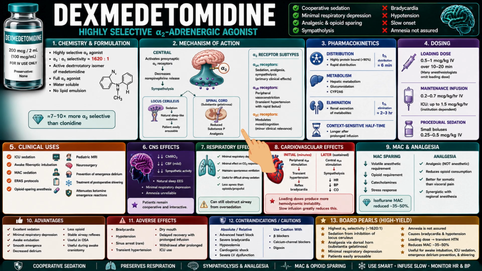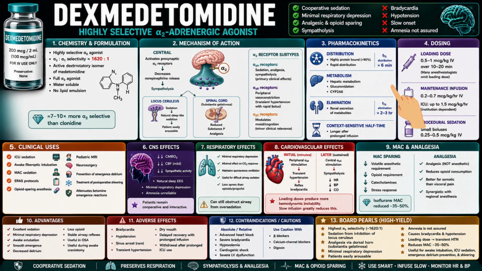α₂ receptor subtypes. For boards, 3 subtypes matter. α₂A receptors: sedation, analgesia, sympatholysis. These are the primary clinical effects. This is where dexmedetomidine exerts most of its benefit. α₂B receptors, located on peripheral vascular smooth muscle, are responsible for the transient vasoconstriction and hypertension seen with rapid bolus administration. This is the initial cardiovascular effect, before the central sympatholytic effects dominate. α₂C receptors modulate mood and cognition, with minor clinical relevance for routine anesthesia practice.